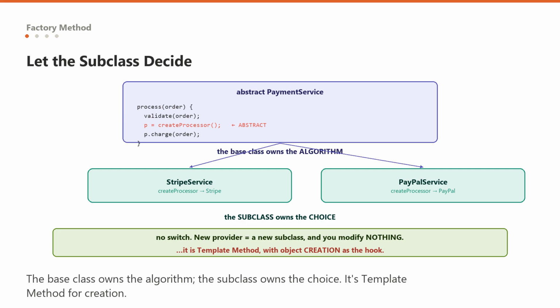Notice what changed relative to simple factory. There is no switch statement anywhere. Adding a new provider means adding a new subclass and modifying nothing, which is the open-closed principle satisfied properly. And notice something else, which is the observation that makes you sound like you actually understand this. Factory method is template method, with the hook being object creation. Same shape, same inheritance, same deferral to subclasses. The only difference is what the hook returns.